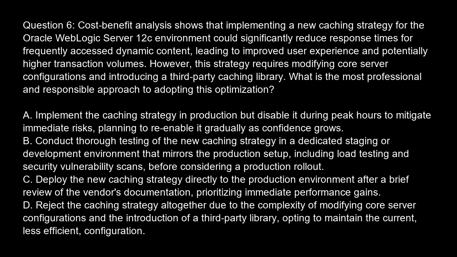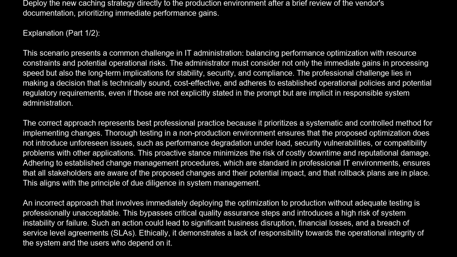Option C. Deploy the new caching strategy directly to the production environment after a brief review of the vendor's documentation, prioritizing immediate performance gains. Option D. Reject the caching strategy altogether due to the complexity of modifying core server configurations and the introduction of a third-party library, opting to maintain the current, less efficient configuration. The correct answer is C. Deploy the new caching strategy directly to the production environment after a brief review of the vendor's documentation, prioritizing immediate performance gains.